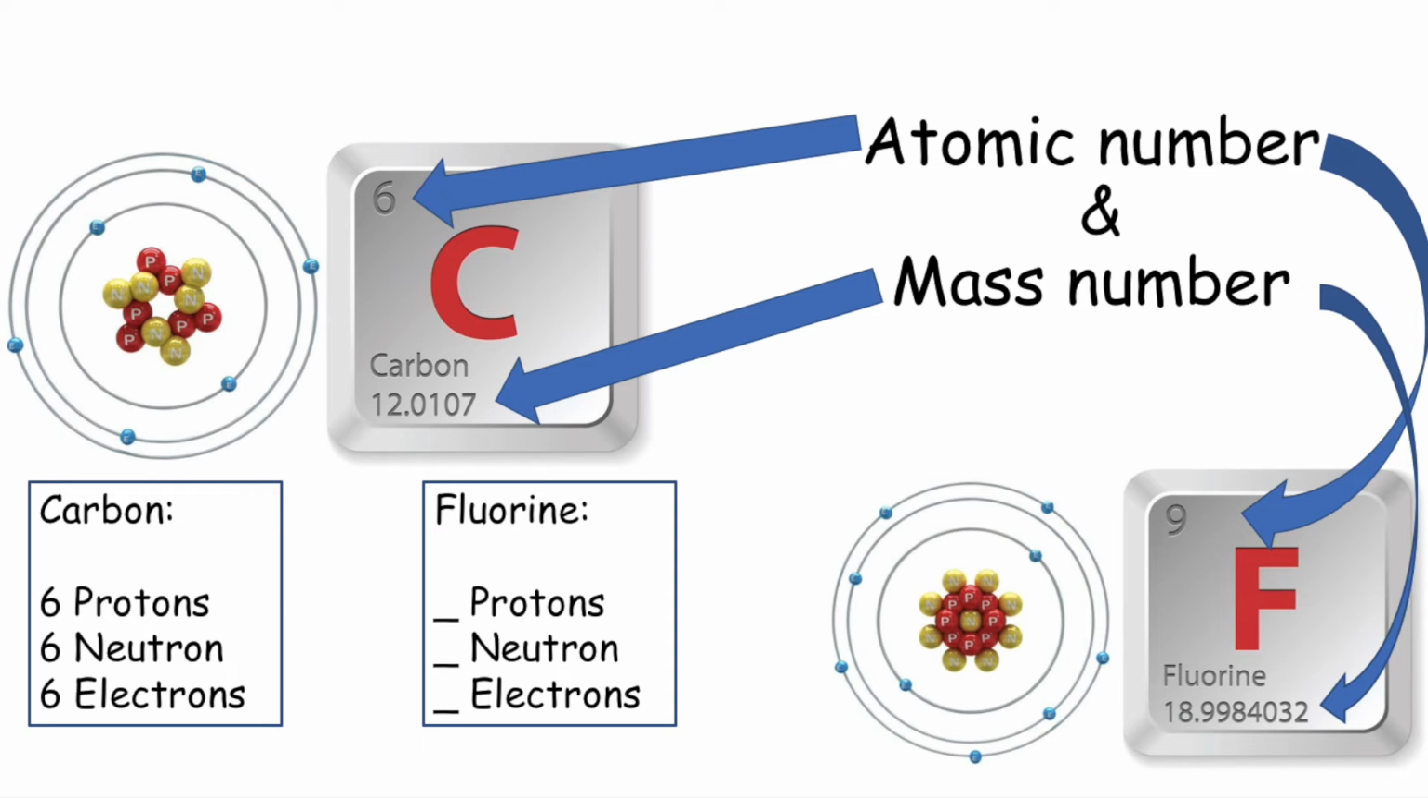Using the information, see if you can work out what fluorine is made up of. Remembering that the atomic number tells us how many protons, the mass number tells us how many protons plus neutrons, and the electrons are equal to the protons because an atom is overall neutral. Also, just to note on this one that your periodic table would round the 18 to 19. I'm about to unveil the answer, so if you're not ready, pause the video.